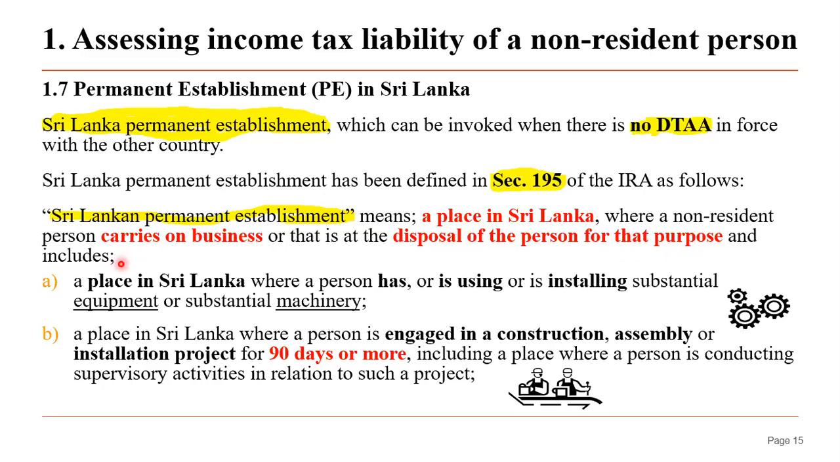And include a place in Sri Lanka. Here they elaborate that the place in Sri Lanka where a person has or is using or installing substantial equipment and machinery. It includes a place in Sri Lanka. The highlighted words are very important because you can easily remember this point. The place in Sri Lanka where a person has or is using or installing substantial equipment or machinery.